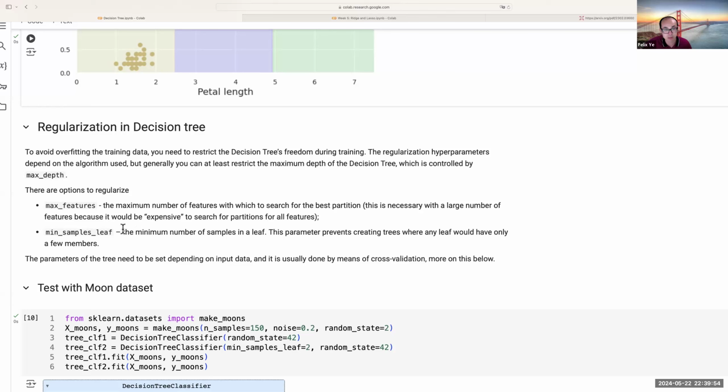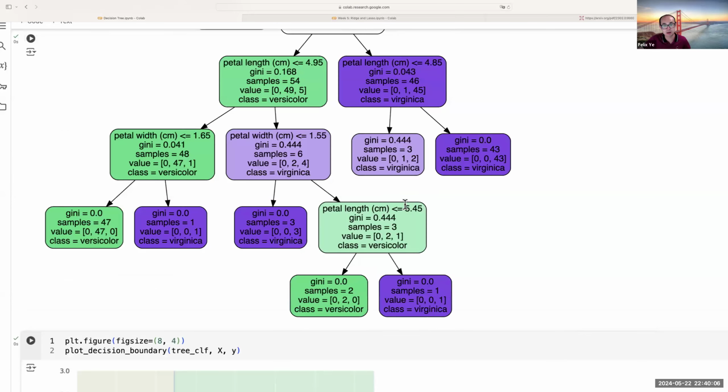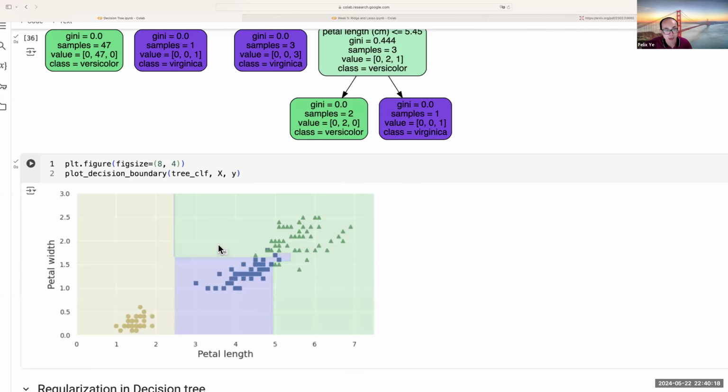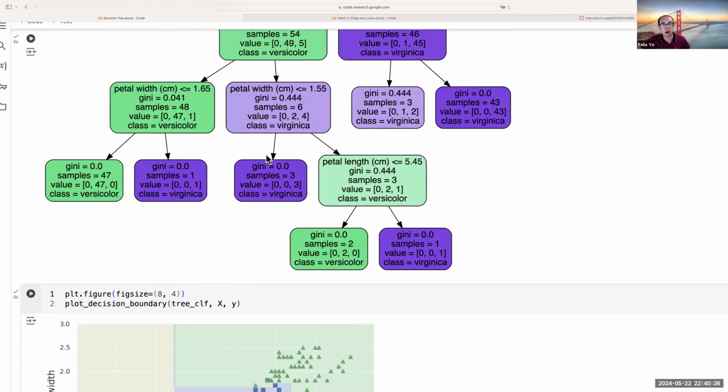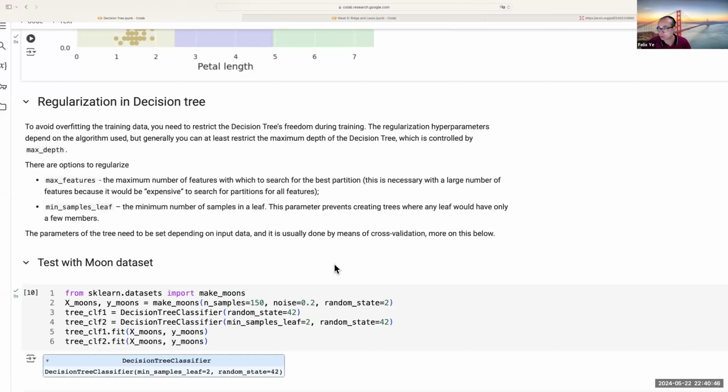And there is also the minimum sample leaf. We need to enforce a minimum number of samples in a leaf. This prevents creating trees where a leaf has only a few members. For example, this leaf has only 2 members, this one has only 1 member, and this one has only 1 member. If we enforce the minimum sample leaf to be at least 4 samples, then none of these should exist. Everything right here would be pruned out, because keeping it would violate the minimum number of samples to form a leaf.